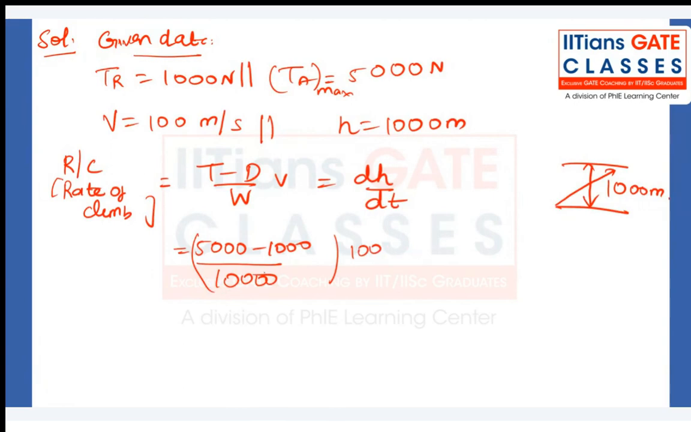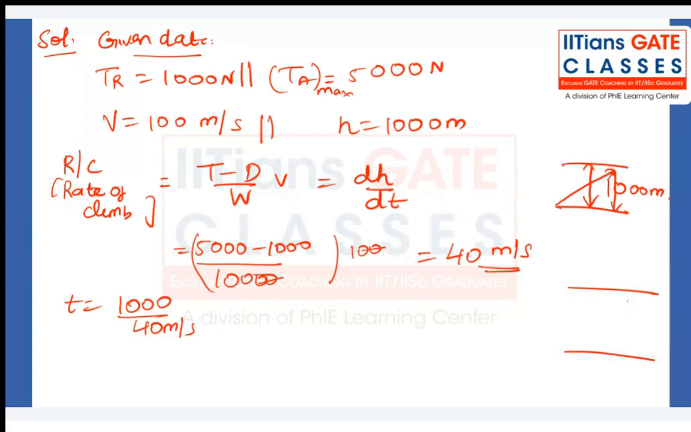Okay, so we'll have a value. Okay, so let's simplify this. This gets cancelled. So 4000 by 100 is 40 meters per second. Okay, so this is the rate of climb. So which means I want to climb 1000 meter, right? So which means what is the time? Time is basically this 1000 divided by 40 meter per second, correct? Because this 1000 is the height and this 40 meter per second is the vertical velocity.